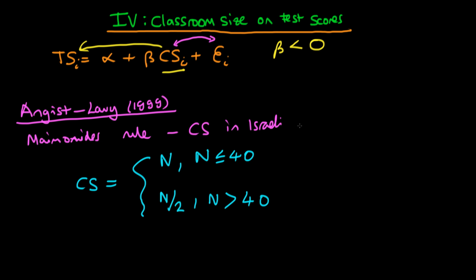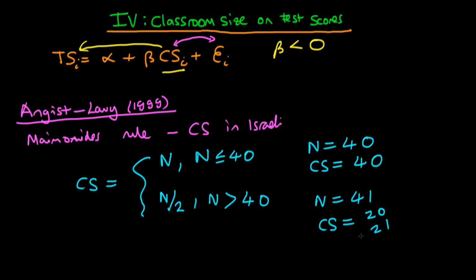So you can think about the two situations. If the number of students in a given grade or year was equal to 40, then the classroom size for those students would be just 40 students. Whereas if the number of students in that year was equal to 41, then the classroom size of the two separate classes would be 20 and 21 in theory. So you can see how this variable n, the number of students enrolled in that grade, could affect classroom size.